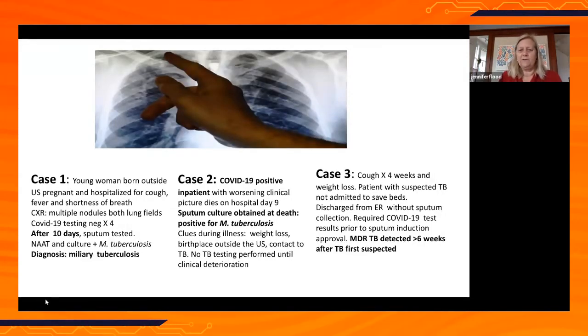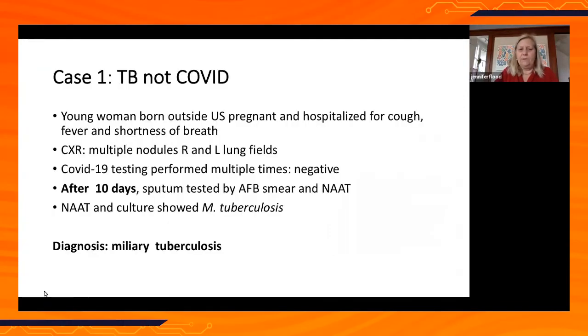I'm showing here on this first slide 3 different cases that we've seen in California, among many, where TB diagnosis was not on the physician's mind. Instead, persons that had tuberculosis were diagnosed with COVID or went through a diagnostic workup and had long delays in diagnosis. So I'm going to go through each one in sequence.